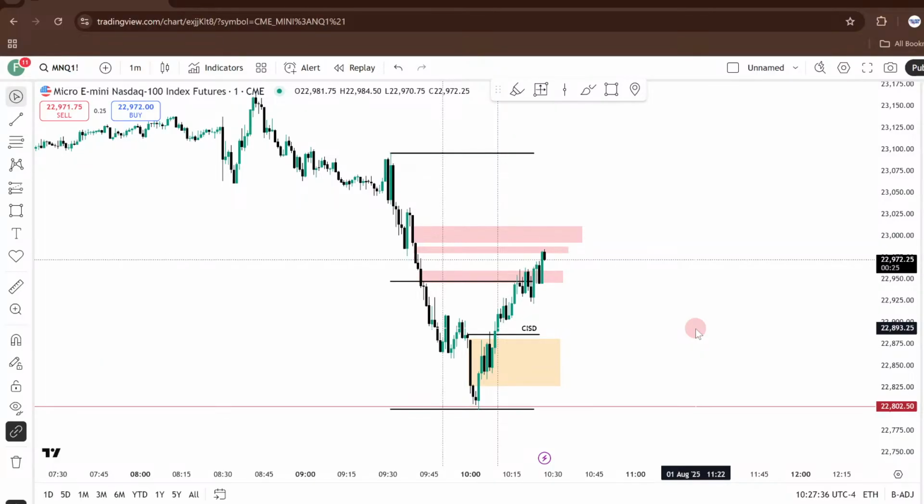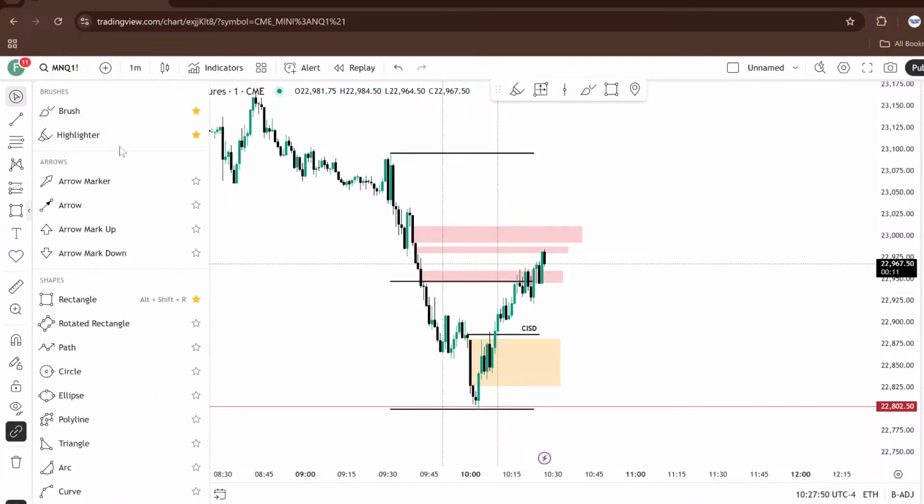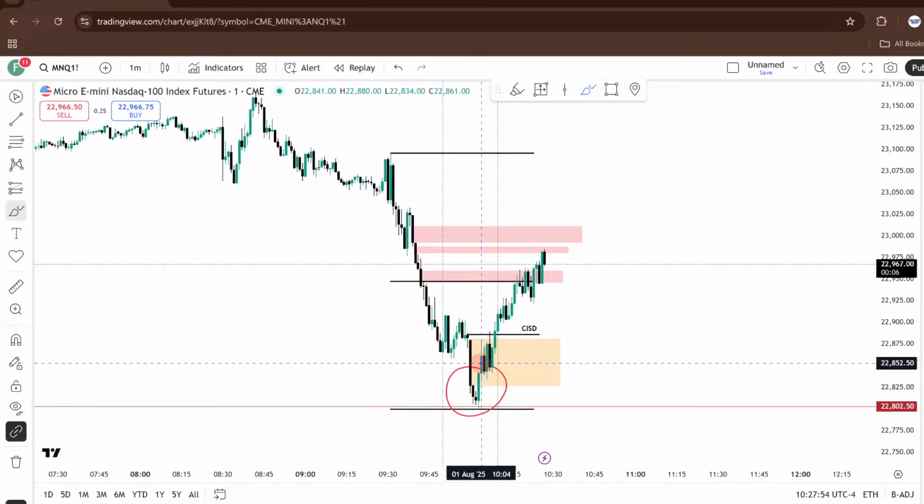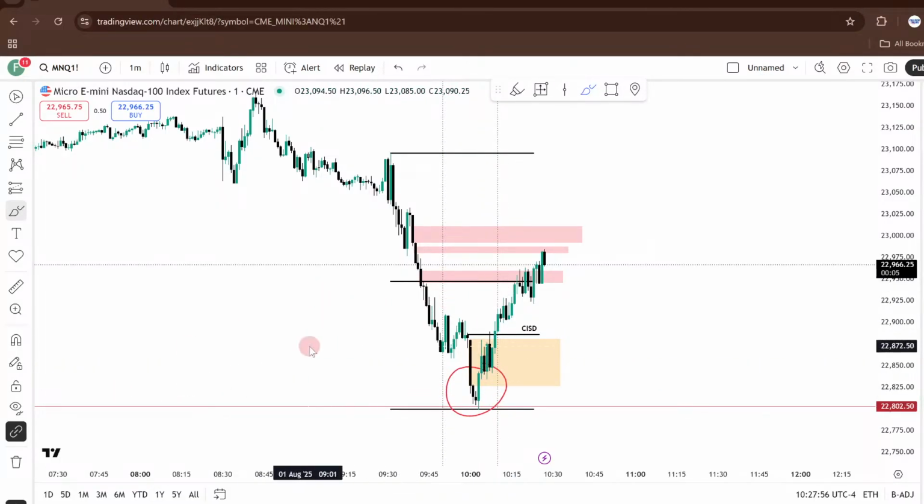So in terms of the draw on liquidity now, it's a good point, right? The DOL, the draw on liquidity. I want to talk about that a little bit more. So here's the thing, right? This here is the initial reversal point down here. Where price currently sits, I would not engage in anything, in longs or shorts.